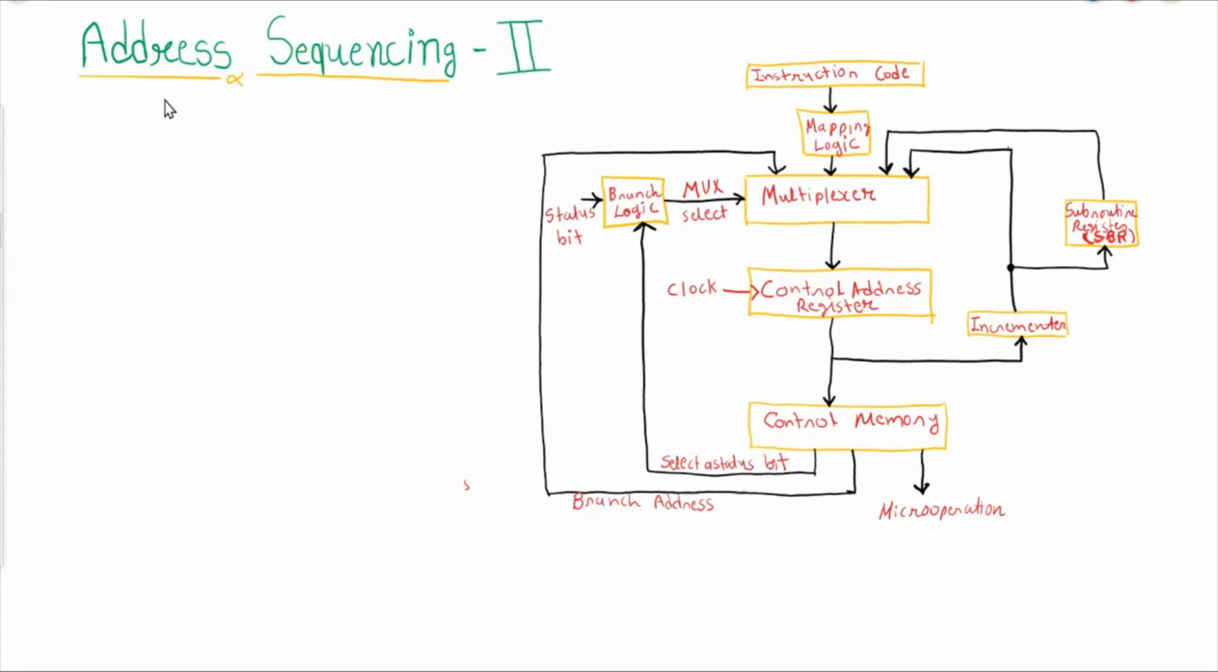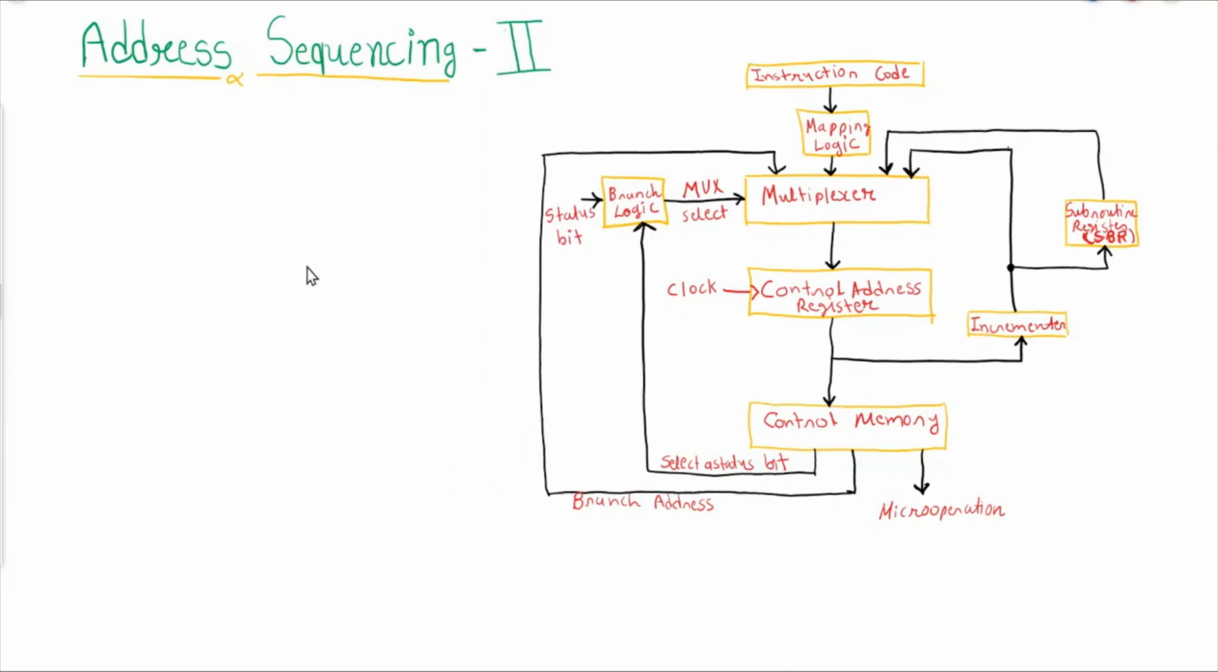In the previous session we discussed what address sequencing is and some terminology of address sequencing. There we discussed what a routine is, what mapping is, and the expected capabilities of any sequencer. So in this video we will try to understand the individual elements of this address sequencing circuit. Let us start to understand the individual elements one by one.